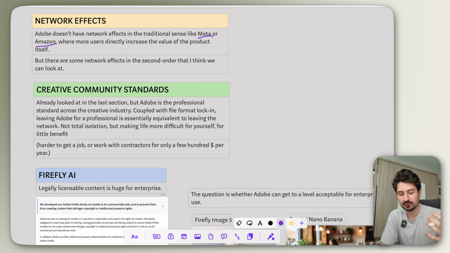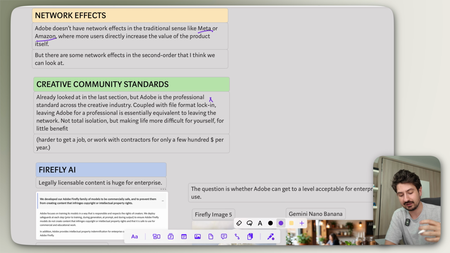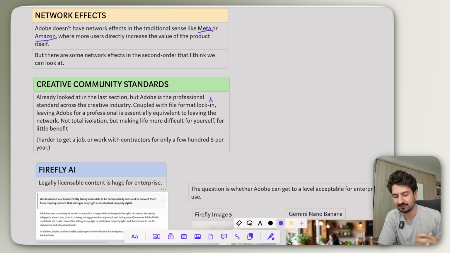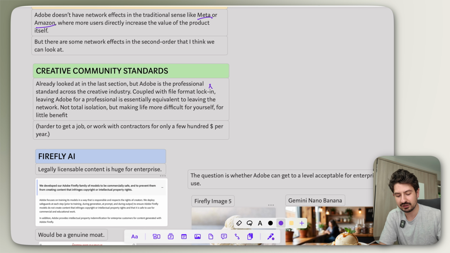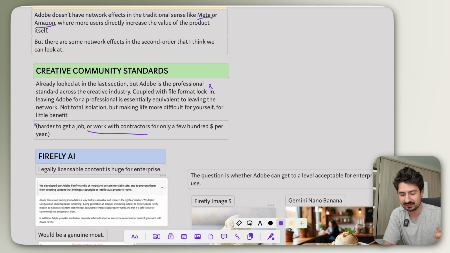I think the first we've already looked at, but again, Adobe has that file format and is the community standard. And for a professional to walk away is sort of leaving that network. The network of Adobe file users is more valuable because more professionals are using those file formats, so to speak. So, if you leave, it would be pretty hard to get a job on something else or work with other contractors, for a few $100s a year that you spend on Adobe software.